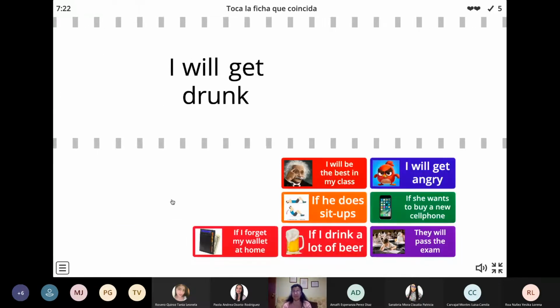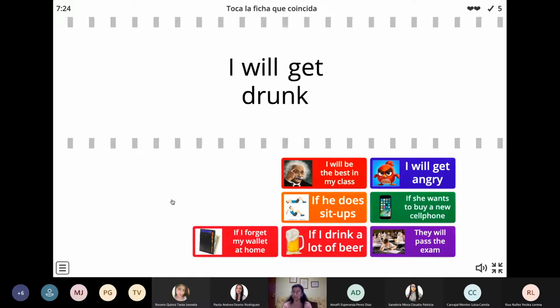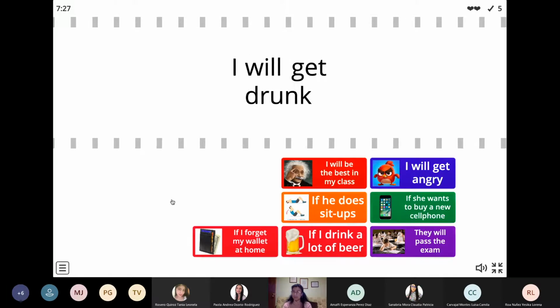Next one. I will get drunk. Remember, drunk is emborracharse. Me emborracharé. I will get drunk. If I drink a lot of beer. Very good. Beer is the appropriate pronunciation. If I drink a lot of beer, what will happen? I will get drunk. Very good.